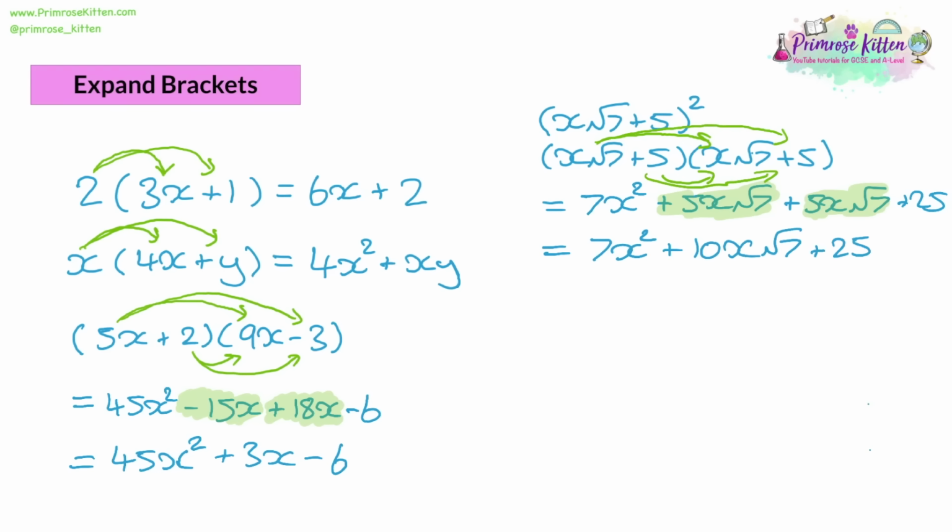One last thing to look out for is a cubic where you have 3 brackets. So let's say we had x plus 1, x plus 2, and x plus 3. Now the method here is to start it off like a quadratic and only look at the first 2.